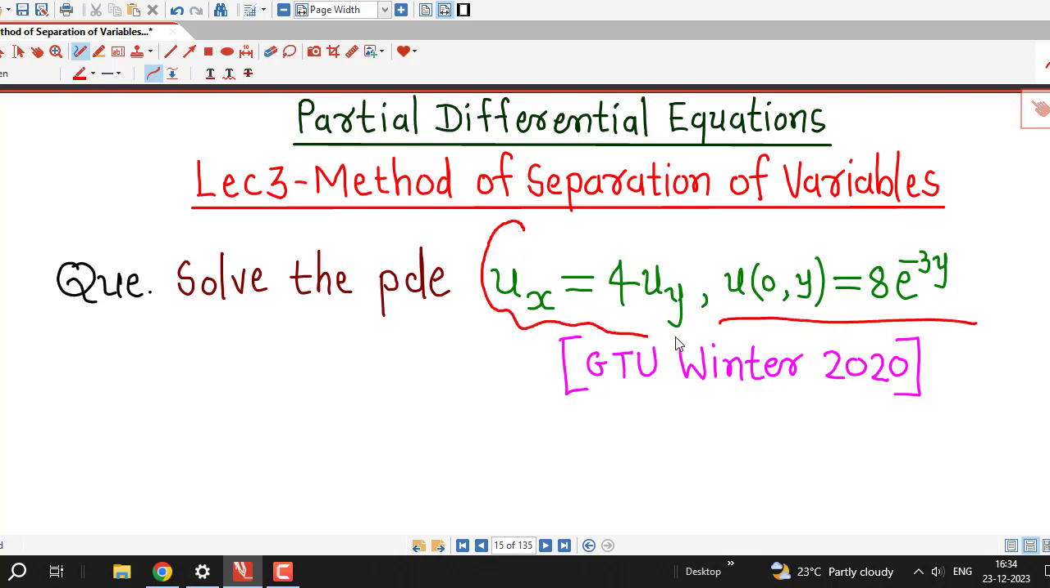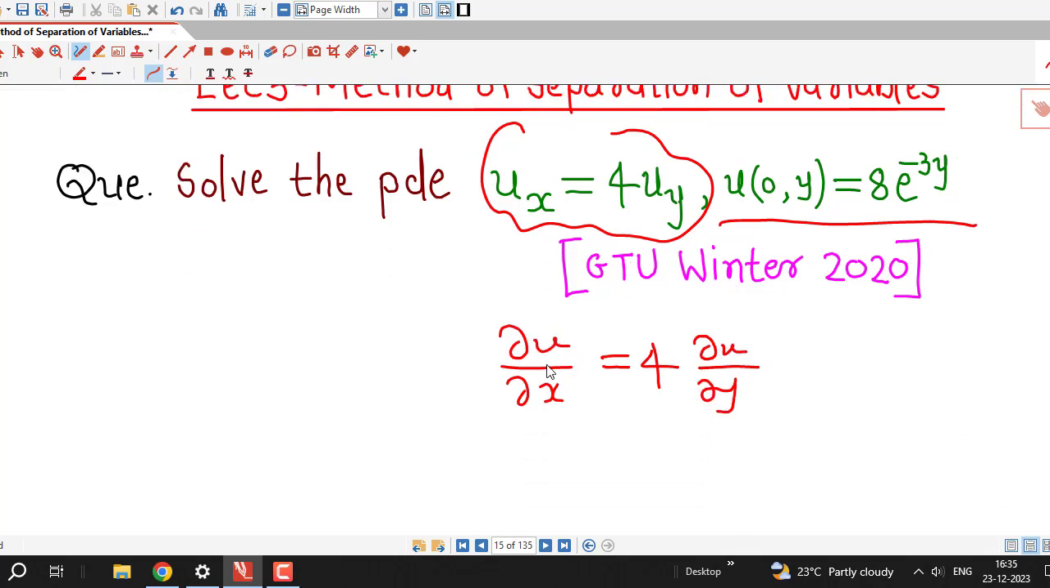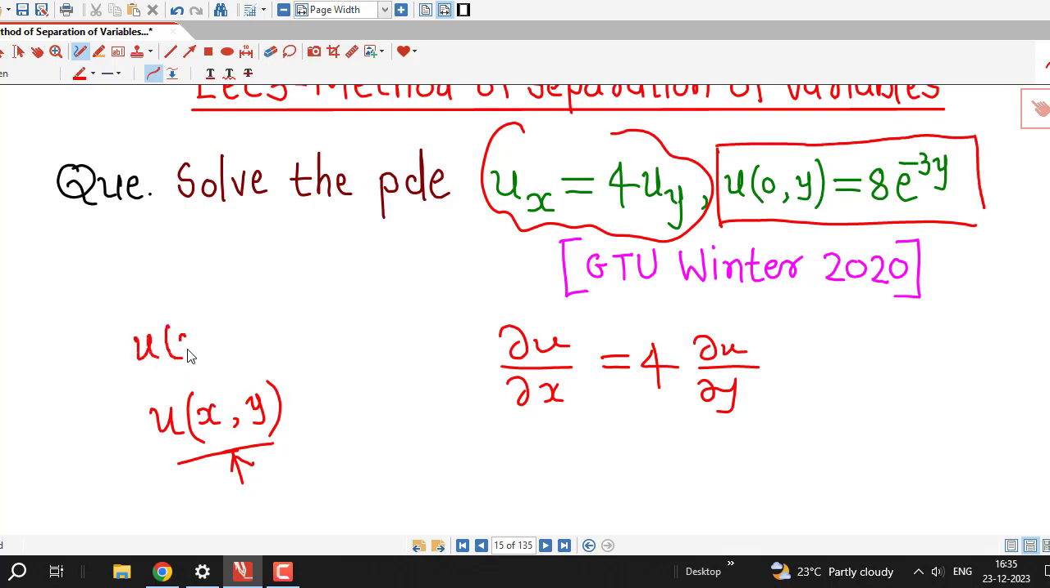In this lecture we will solve this partial differential equation together with this condition. The partial differential equation is del u by del x equal to 4 times del u by del y. That is, we are given partial derivatives of function u with respect to x and y. That means we are interested in the solution u, which is a function of two independent variables x and y, and which satisfies this condition: when x is 0, function u is 8 times e raised to minus 3y.